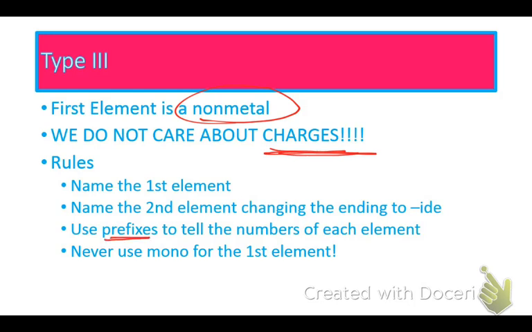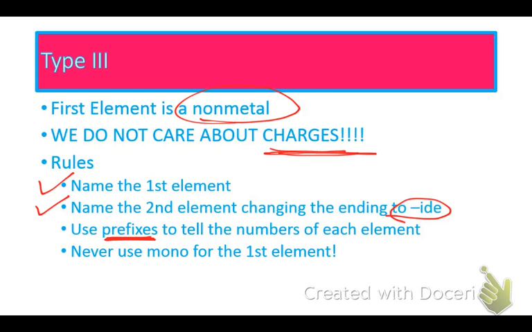I even haven't done that yet, prefixes. So, your rules for naming type 3s: you name the first element, you name the second element, changing it to "ide." None of that changes. So with the 2-element compounds, all that's the same: first element, second element, changing it to "ide."